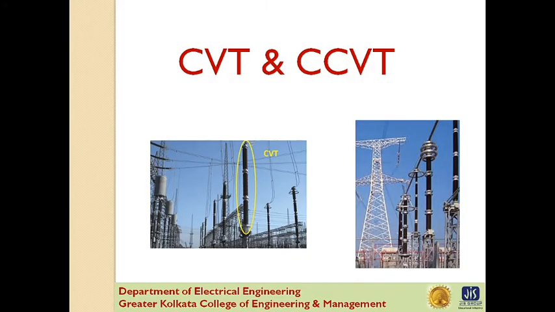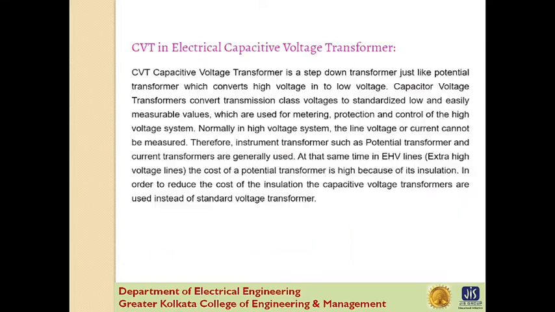Next is CVT and CCVT. CVT, what is full form of CVT? Capacitive voltage transformer. CVT is a step down transformer just like potential transformer which converts high voltage into low voltage. Capacitor voltage transformer converts transmission class voltages to standardized low and easily measurable values, which are used for metering, protection and control of the high voltage system.